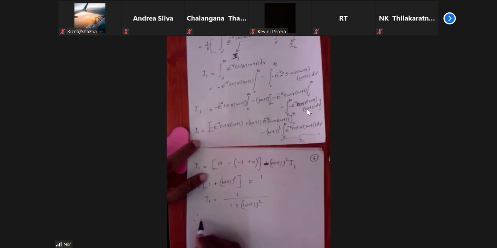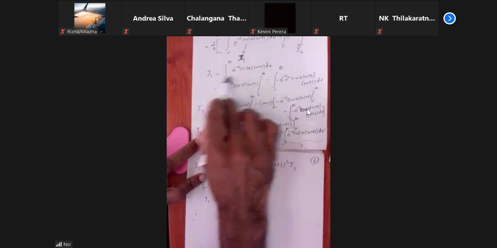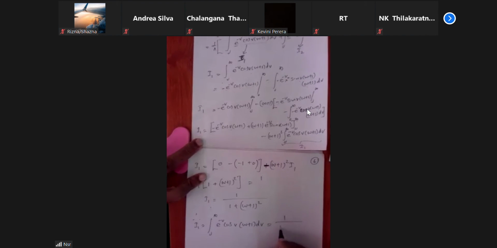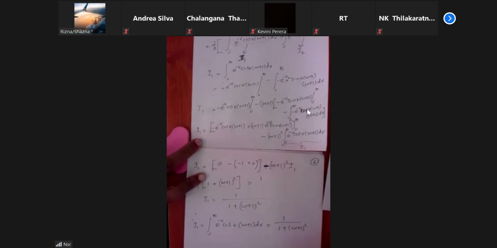That is I1. What is that integral component which I considered? You can see I1 means this one. I1 equal integral 0 to infinity e to the power minus v cos v (omega plus 1) dv equal 1 over 1 plus (omega plus 1) square. It is clear? Yes, sir.